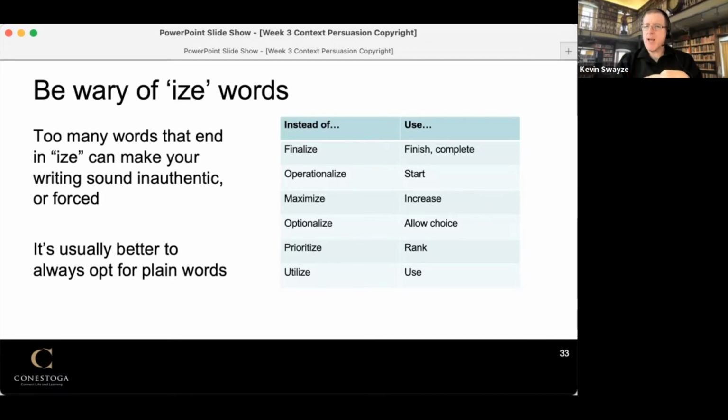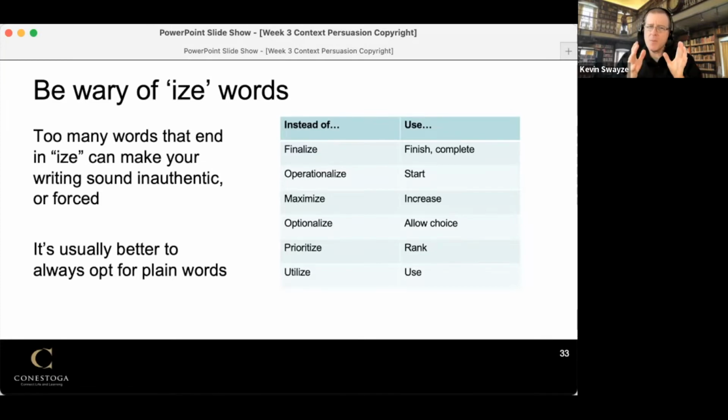In that case, I would actually use 2 words. Allow choice. Allow has 2 syllables, choice has 1. Even though it's 2 words, it actually simplifies the sentence. Utilize, well, you're using something. I'm going to prioritize this. Well, I'm going to rank something and put it in order.